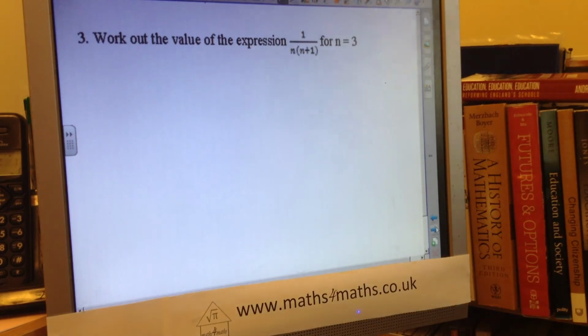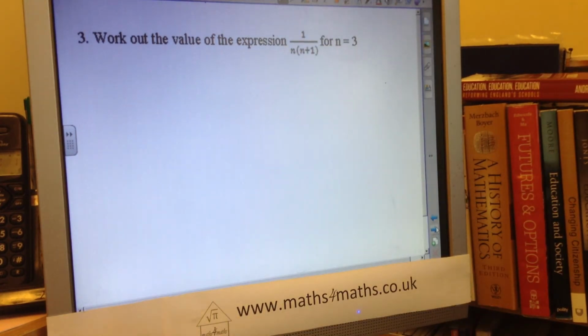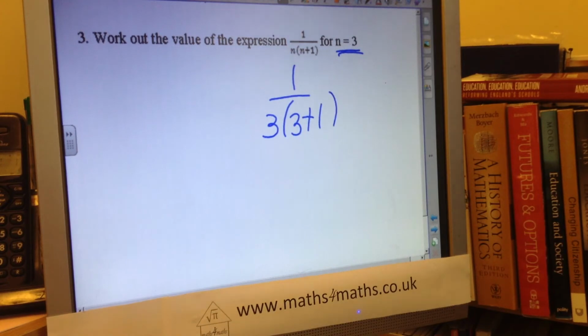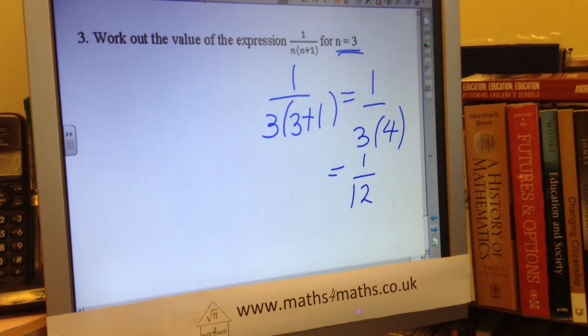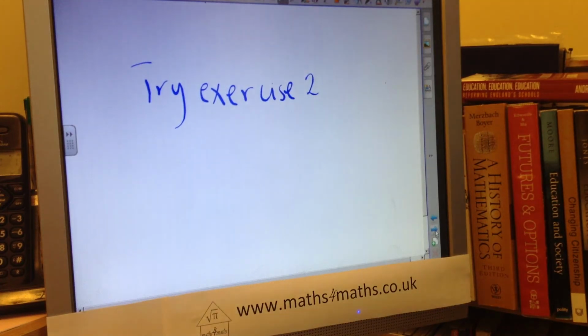Work out the value of 1 over n into n plus 1 for n equals 3. So we're going to have 1 over 3 into 3 add 1. That will be equal to 1 over 3 into 4 to get 1 over 12. You don't need to do anything, you leave it this way because a fraction is a number. Try exercise 2.